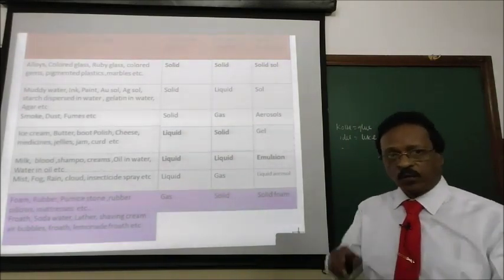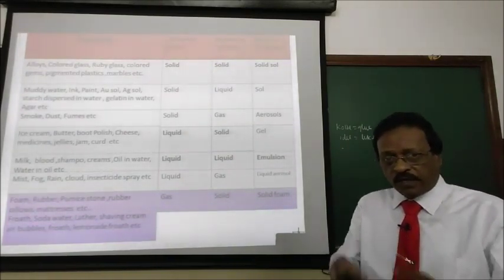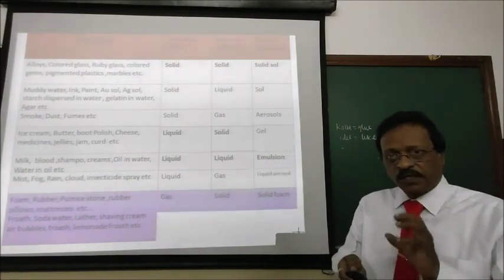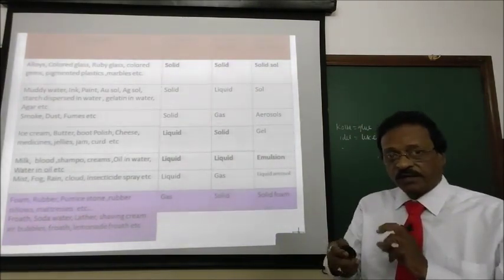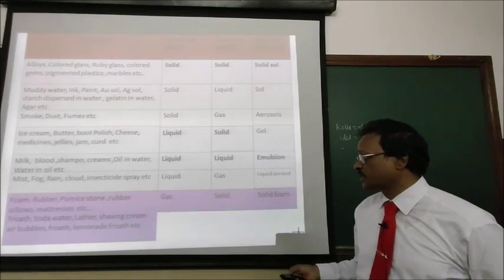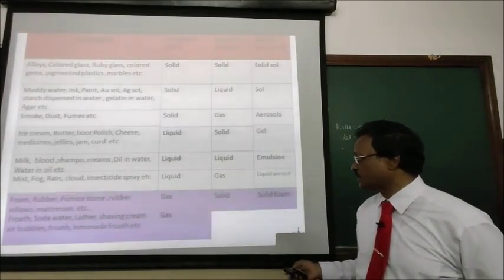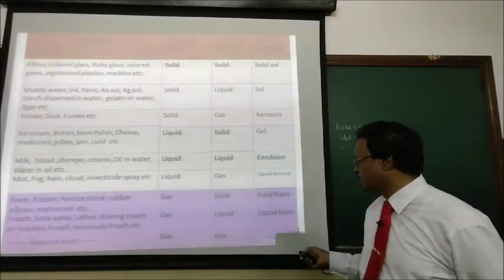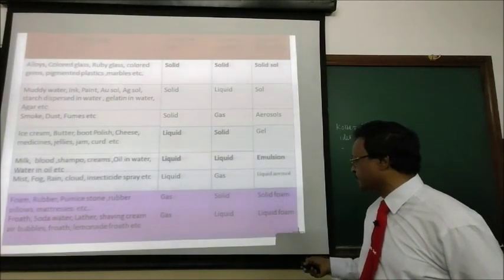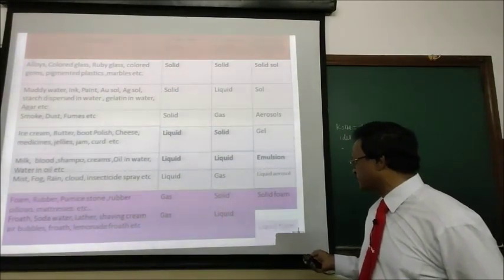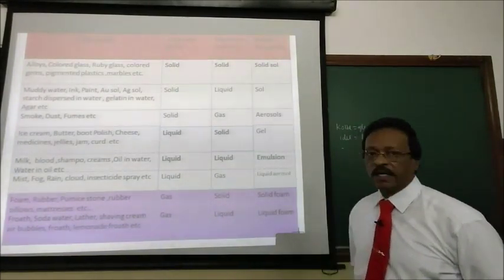Soda water. You open the bottle. What happens? Here, gas bubbles will come in, meaning the gas is dispersed in liquid. So this is gas in liquid. The gas is the dispersed phase and liquid is the dispersion medium. The name is called the liquid foam.